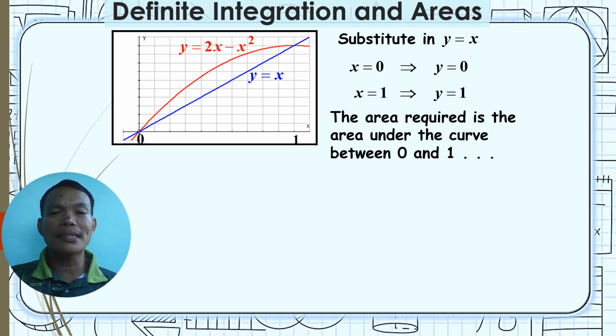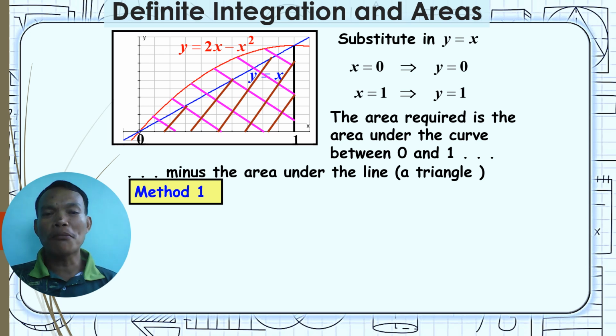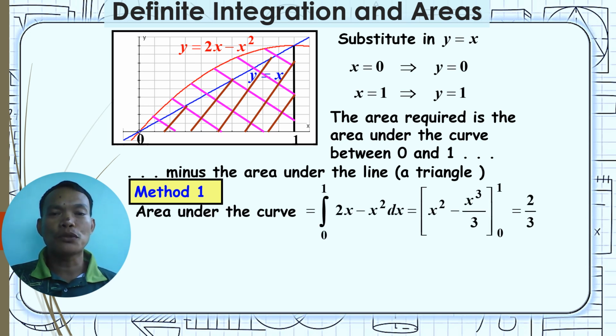The area required is the area under the curve between 0 and 1, minus the area under the line, a triangle. So we have two methods to answer. Method number 1: the area under the curve is equal to the integral of 2x minus x squared dx with limits of integration from 0 to 1, which is equal to x squared minus x cubed over 3 with limits from 0 to 1. If we simplify it, it gives us 2/3.